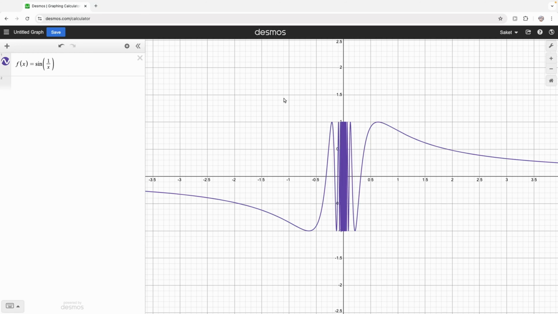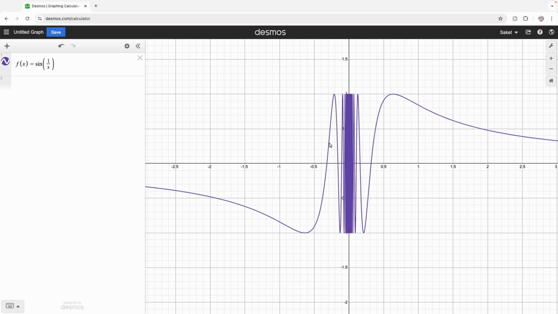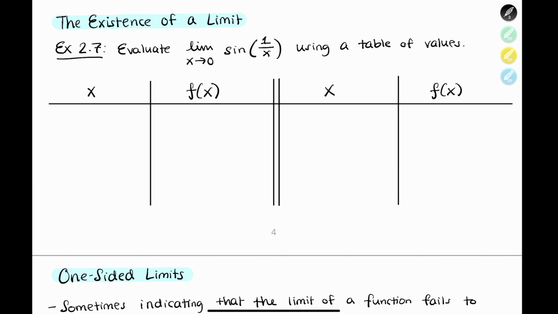Regardless, let's choose the x values we want to use approaching 0 from the left hand side and from the right hand side. Approaching from the left, a good starting value would be negative 0.1. Going back to the iPad, I'll put in negative 0.1, and then I'll just keep adding a 0: negative 0.01, negative 0.001, and negative 0.0001, because we're getting closer and closer to 0 as we go down this list.